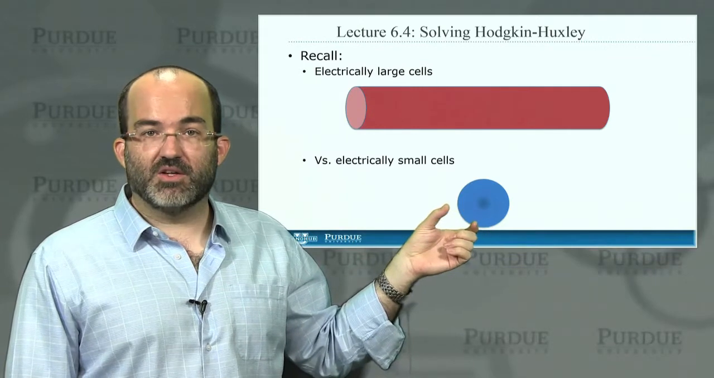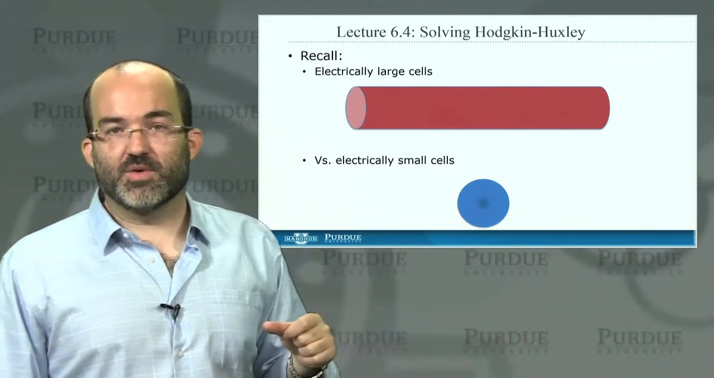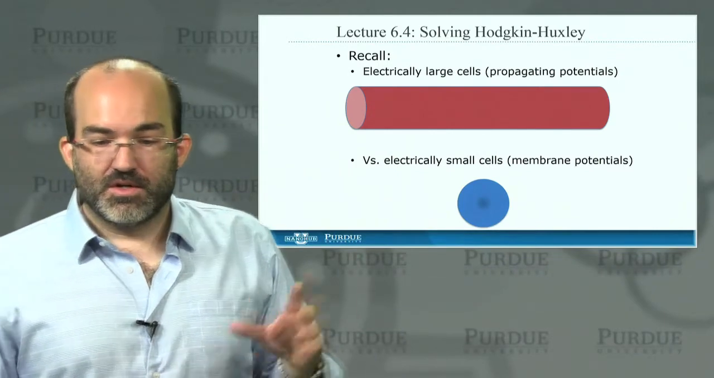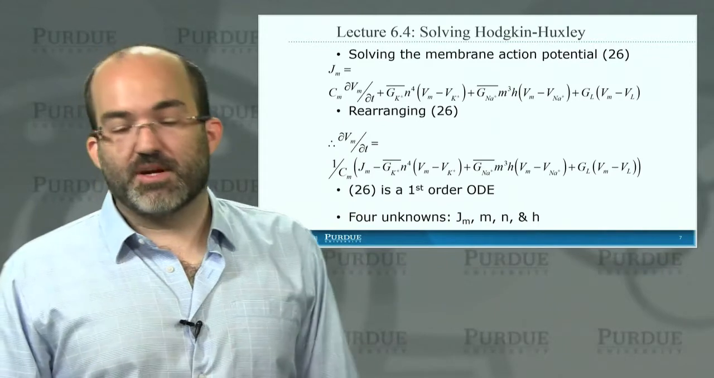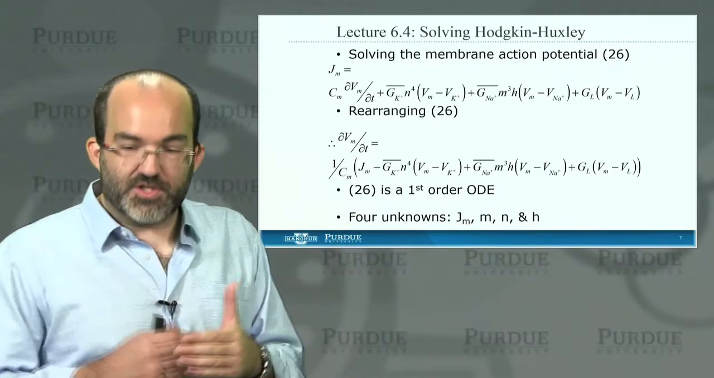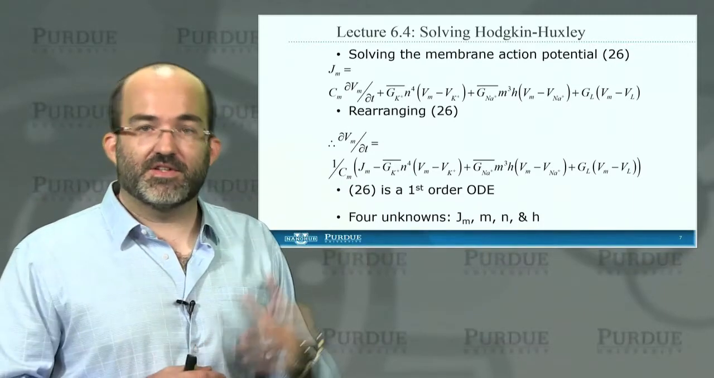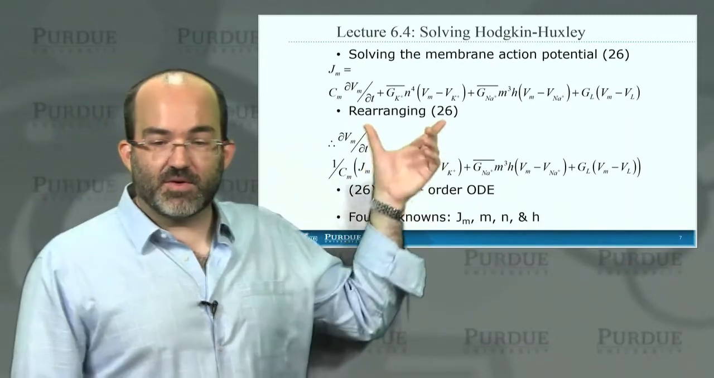And for this course, we're going to look at small cells and we're going to solve the membrane action potential equation. So to solve that equation is equation number 26 in the journal paper. So get that paper, and all of the equations that I'm going to reference and all the page numbers I'm going to reference, they're all from that paper. So get that paper, and this is the equation that we're going to solve.